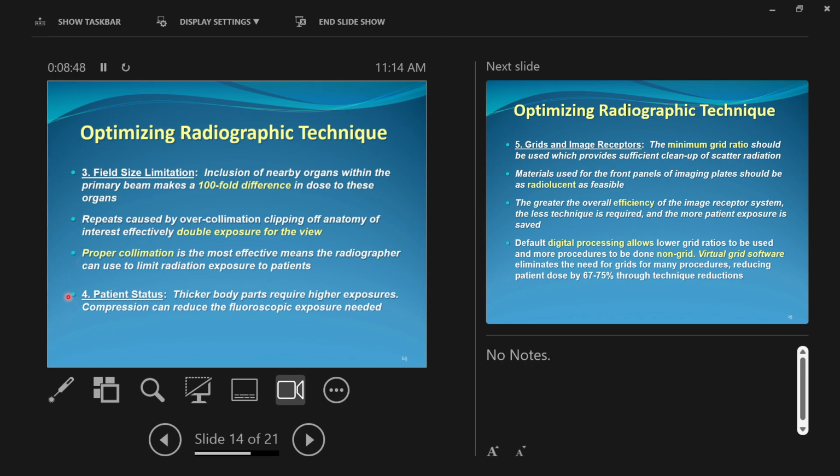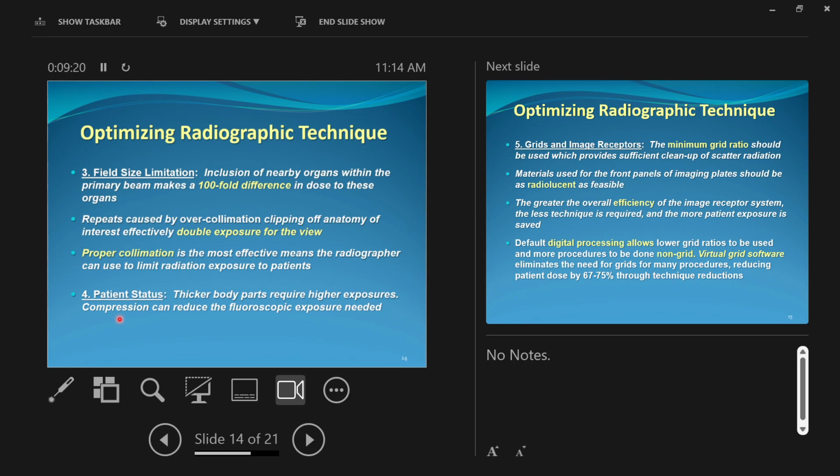Patient status matters. Patient status refers to the status of your patient. Thicker body parts, denser body parts, those kind of things require higher exposures. In fluoroscopy, something we don't do in plain film, we use compression sometimes. We take a big fancy paddle and we push and smush down a body part to make it thinner, to lower the exposure to that body part. Now it makes the body part a little denser, but it does push tissues out of the way and actually can lower exposure, and improve image quality too.